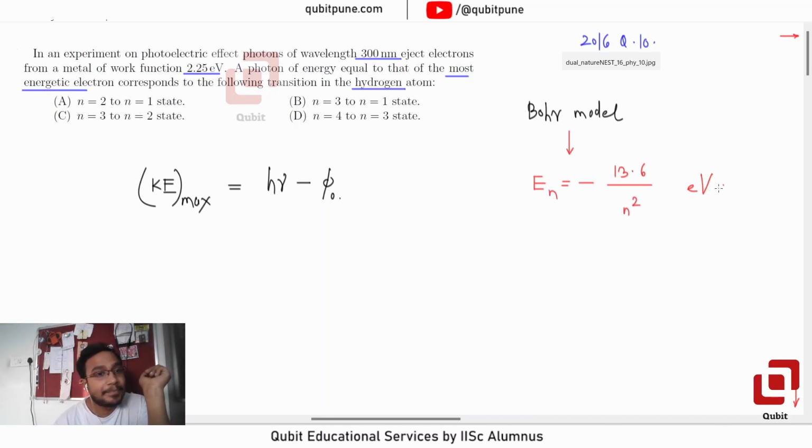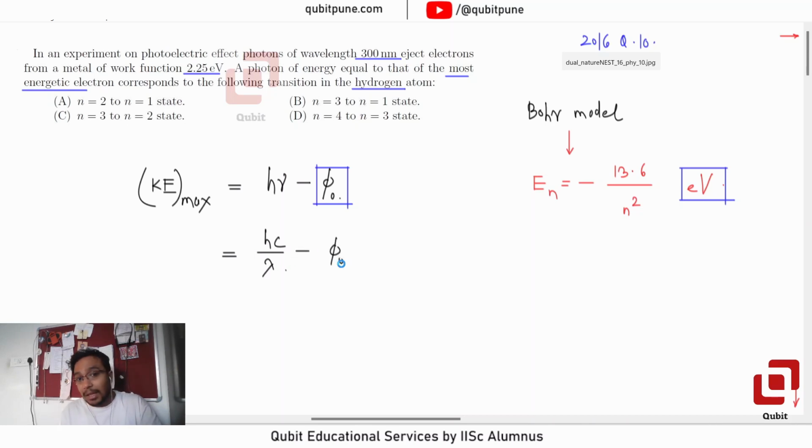Observe that keeping everything in electron volts is going to be helpful because this formula is in terms of electron volts. Work function phi naught is also in electron volts, and then that K max is what we need to find. Cool. First of all, this is nu, so let us convert it to lambda formula. So hc by lambda minus phi naught. Now this is in joules, hc by lambda, isn't it?